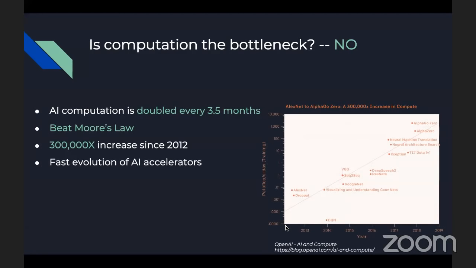So you can see that in recent years the computation has increased exponentially every year, from the well-known AlexNet in 2012 to AlphaZero in 2018. And this increase is because of a lot of recent work on AI accelerated hardware, for example, GPU and TPU, and we believe that this trend will continue. So that's the reason we think that maybe computation is not the bottleneck for AI.